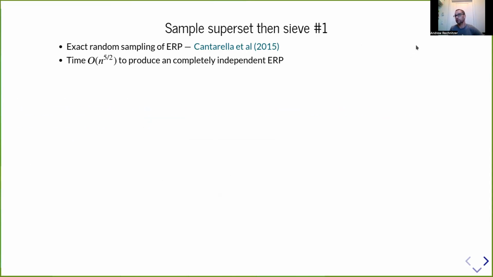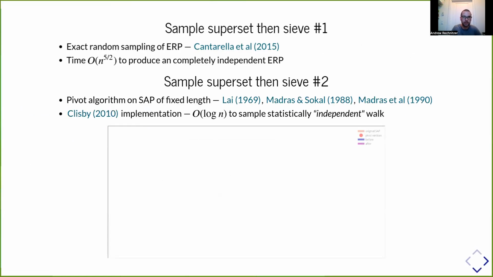If you're trying the first approach, sampling a superset of polygons and then sieving out, one way to do that in the space of equilateral random polygons is to use a very nice algorithm due to Jason Cantarella and others, which allows you to do exact random sampling of equilateral random polygons in time big O of n to the 5 halves. That produces a completely statistically independent polygon. So you can sample very large equilateral random polygons very quickly.